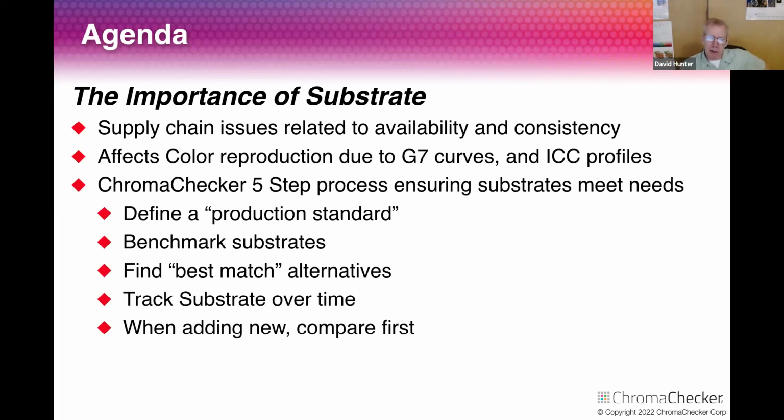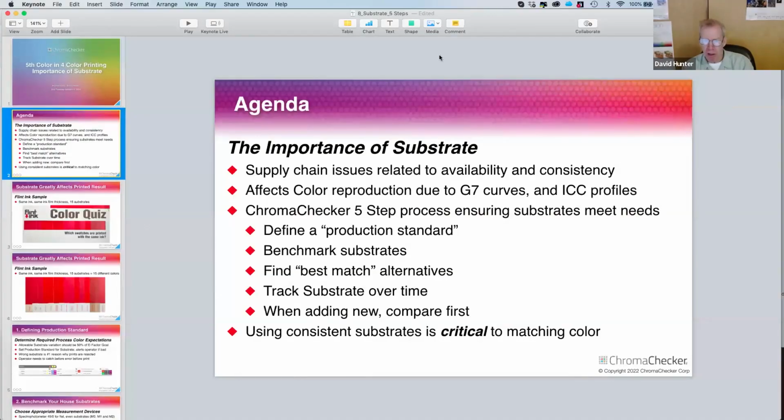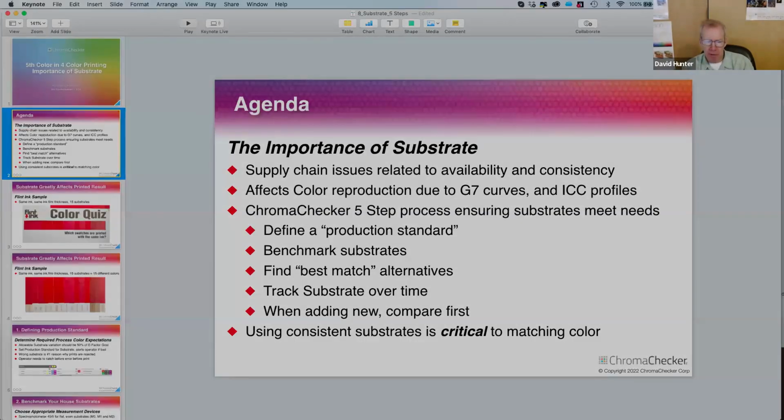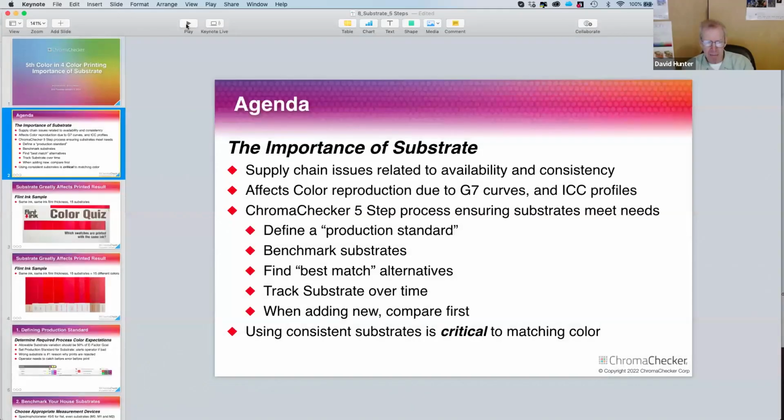So we're going to go through essentially a 5-step process of checking the substrate. The first is defining what your production standard substrate is. The second is benchmarking your substrates to know which substrates have the same characteristics. The third is how to use the best match function in ChromaChecker to actually find substrates that match the substrate that you want, and then tracking that substrate over time.